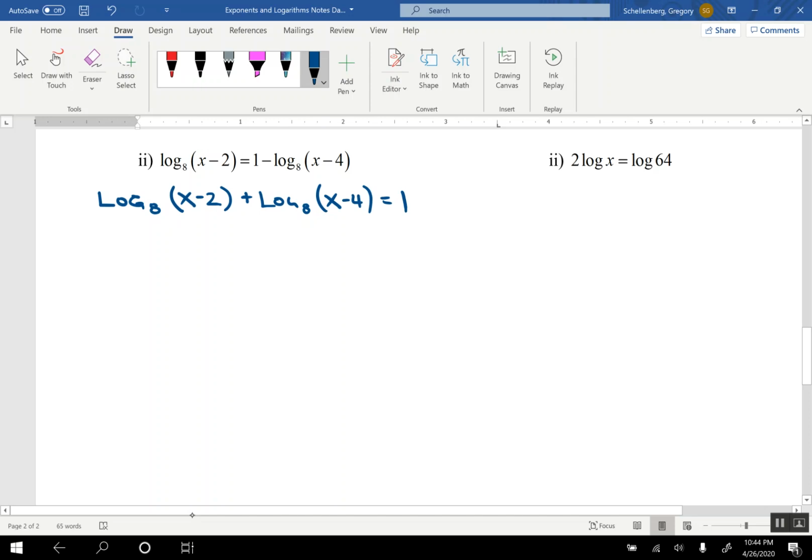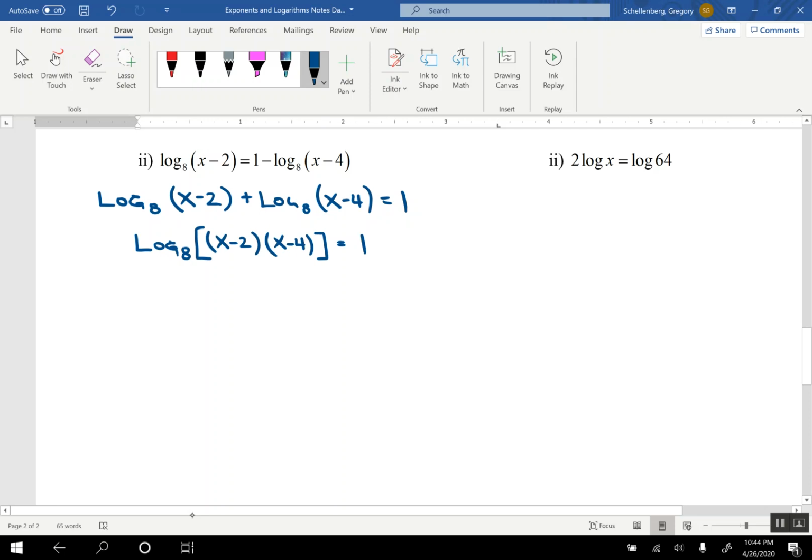Okay, so one more step here before we have a true type 2 equation. I'll use multiplication law on the left to combine the sum of the two logarithms into a single logarithm. So we're going to get log base 8 of, and this becomes the product of the two arguments, so x minus 2 times x minus 4, and this is equal to 1.